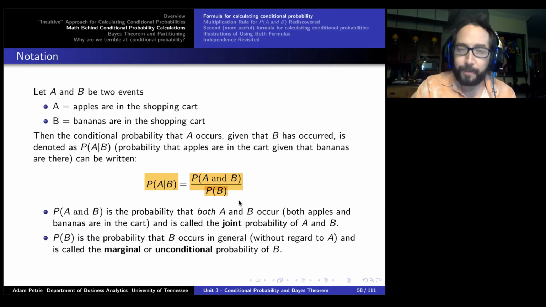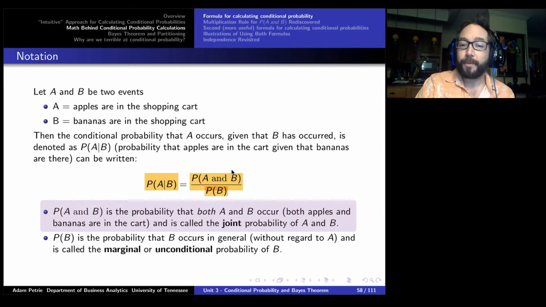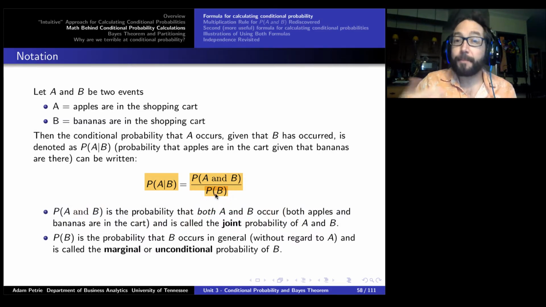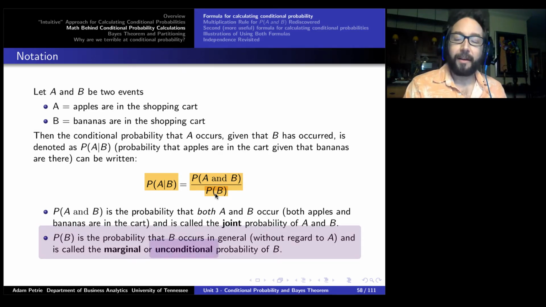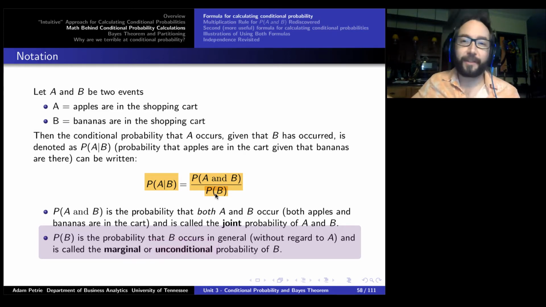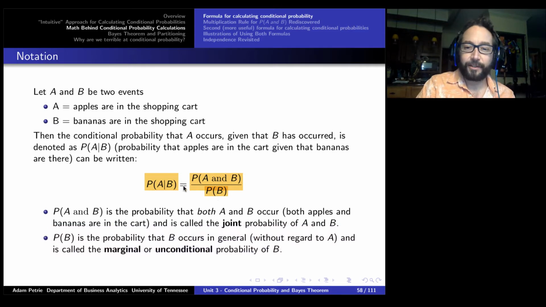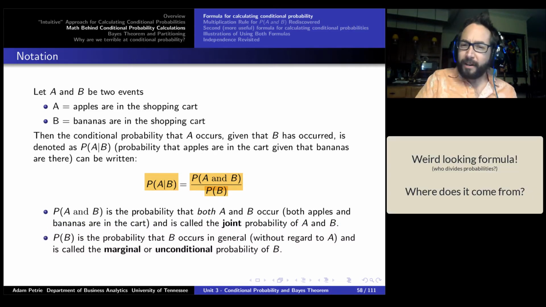Now, there's some terminology. The probability that both the events occur, apples and bananas happen to be in someone's cart, that's what's known as the joint probability of both of those events. And when we divide by P of B, the probability of finding bananas in there, we can call that the marginal or unconditional probability of B. Just the probability all by itself, the long-run fraction of carts that have bananas in it, not conditioned on anything else. So where does this formula come from?